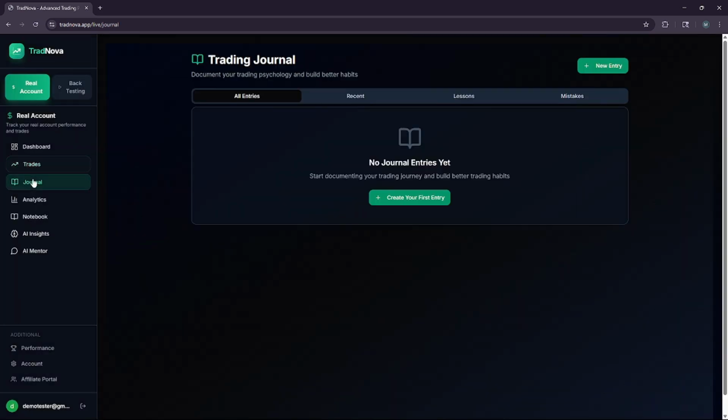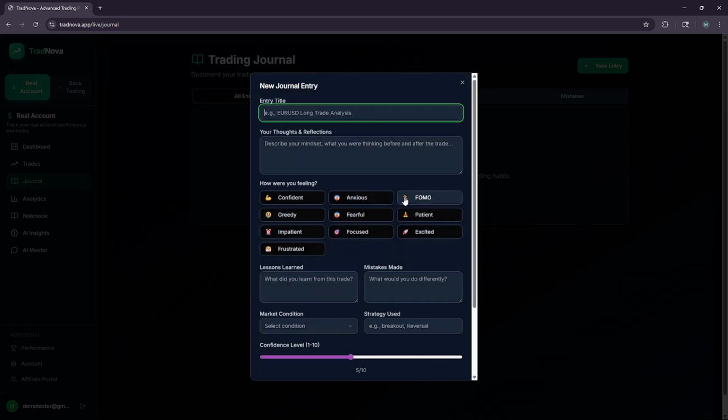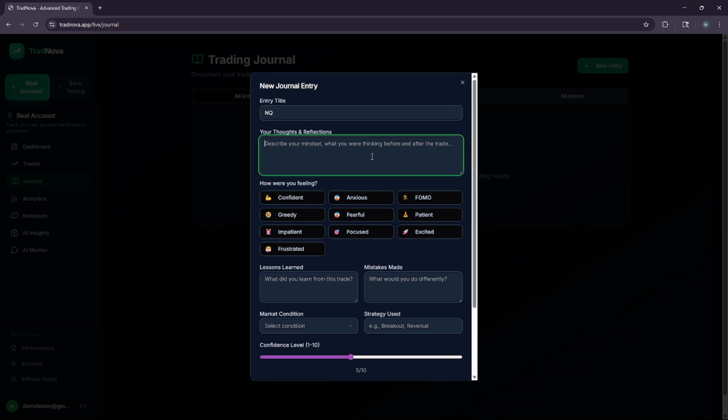So next is the journal. The journal is where you enter your trades for that day, or let's say you didn't trade for that day, you just want a journal. Basically what you do is you press enter journal, you tell, okay, entry title could be whatever you prefer, but let's just say I traded NQ today, so I'll just name it NQ. And my thoughts and reflections, let's just say I felt confident in my strategy, but I had a psychological problem.